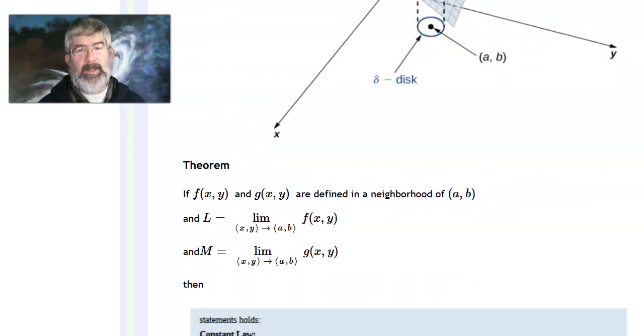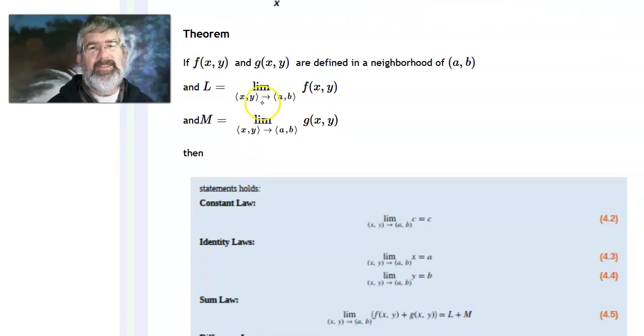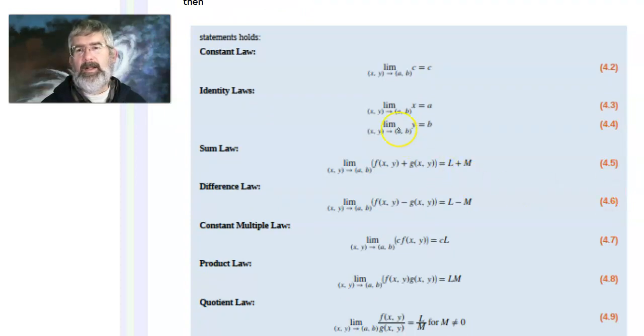Now, theorem, and I'm just going to copy this out of the book too. If f of (x, y) and g of (x, y) are functions that are defined in a neighborhood of (a, b), and L is the limit of f of (x, y) as (x, y) goes to (a, b), and m is the limit of g of (x, y) as (x, y) goes to (a, b), then the following are true. The first couple here don't have anything to do with f and g, but the limit of a constant is a constant. The limit of x is the x you're approaching. The limit of y is the y you're approaching.